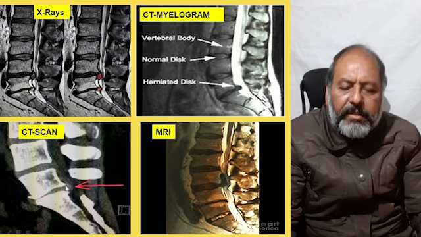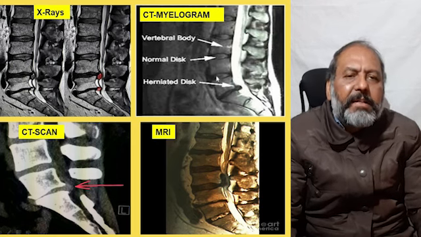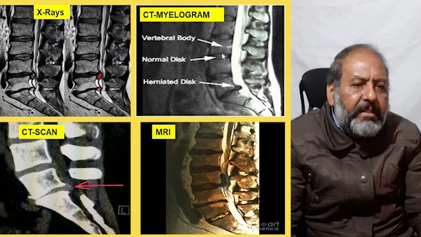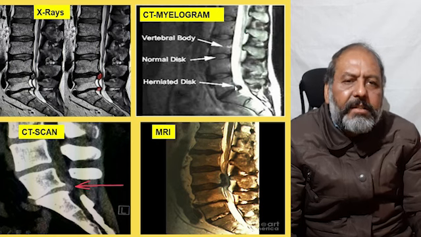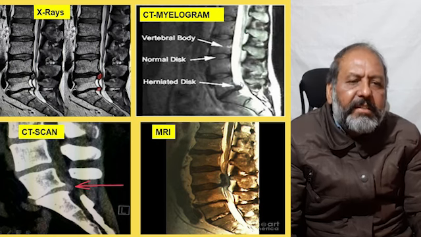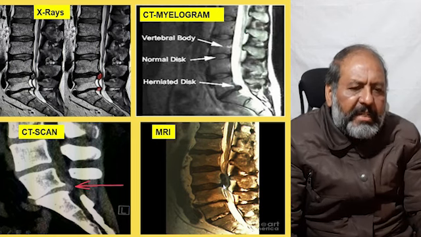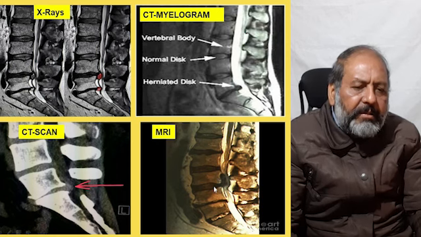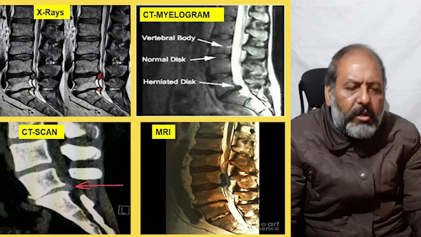And the CT myelogram is sometimes used, where a dye is injected into the canal, which outlines the vertebral body and the normal disc, and here is the herniated disc, shown very clearly by the CT myelogram. In MRI one can see the structure clearly, as one can see this vertebra, and the herniated disc is causing the bulging, pressing on the nerve and causing distortion of all the normal structure.